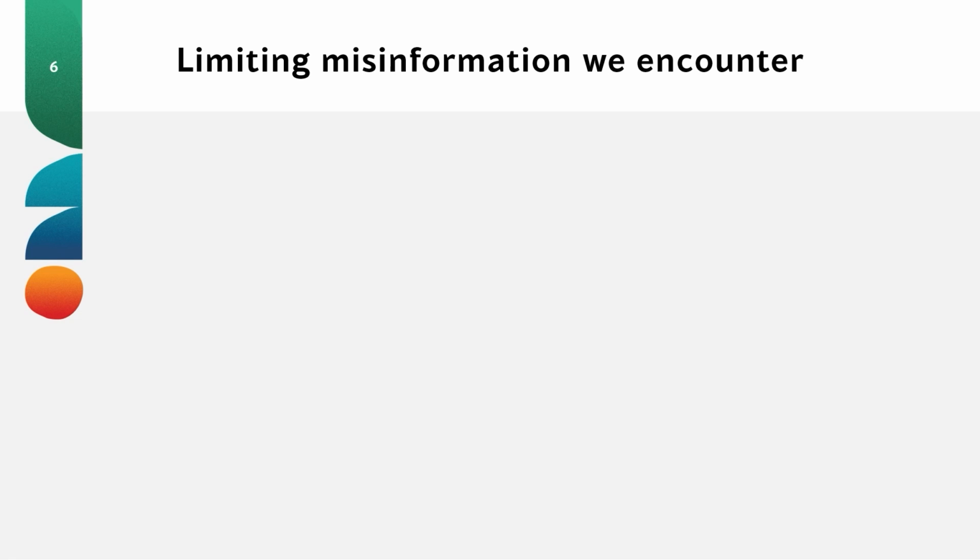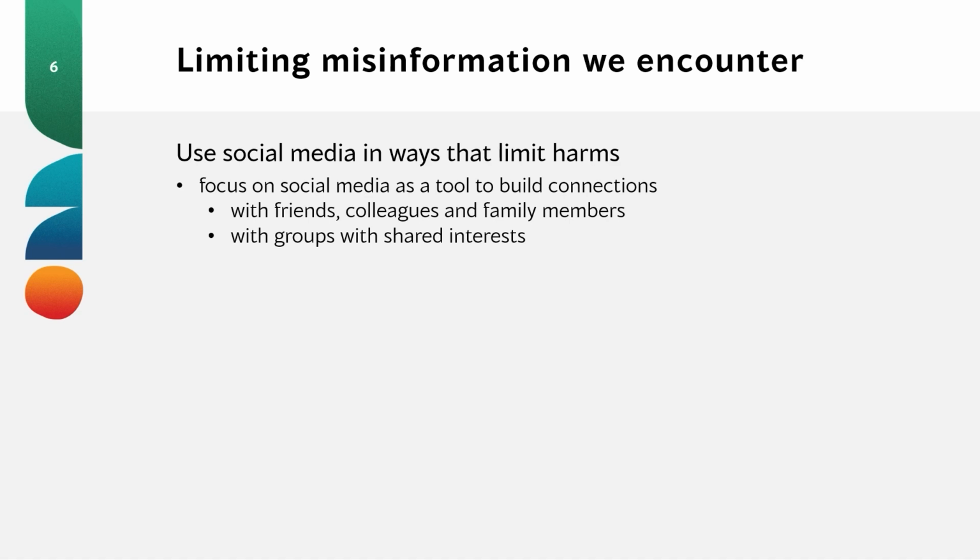One way to limit the misinformation that we encounter is to use social media in ways that limit harm. Many of us originally started using social media to connect with friends, colleagues, and family members. We also may have used it to build connections with groups with shared interests. By focusing on using social media as a platform to build connections and making a conscious effort to ignore posts that claim to share information, we can help limit the misinformation we encounter.